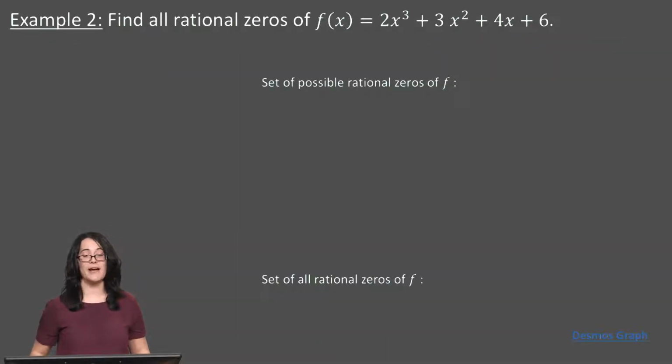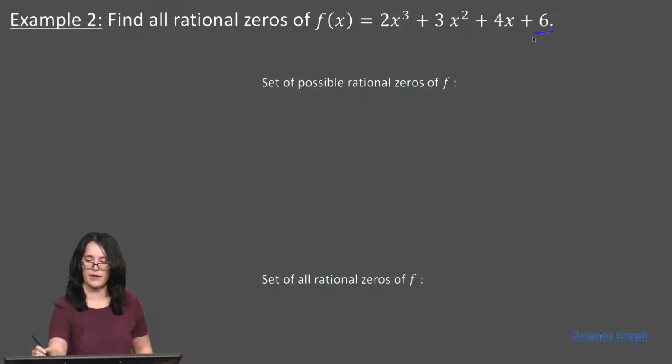Example 2, it says find all rational zeros of the function f of x equals 2x cubed plus 3x squared plus 4x plus 6. Okay, so we have another degree 3 situation, which again would mean that we would have at least one real zero, one real x-intercept, since odd degree means we have an end behavior going in opposite directions, right? So we have to cross the x-axis at least one time. So we're guaranteed at least one x-intercept, but we're not necessarily guaranteed that it is a rational zero. It could be irrational. So let's get started with our list of possibilities.